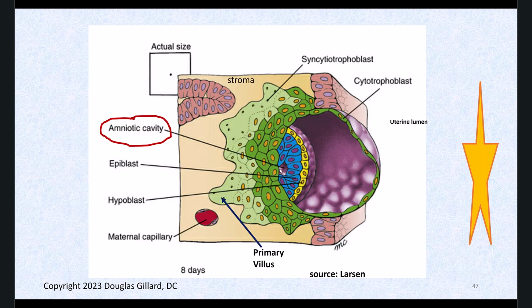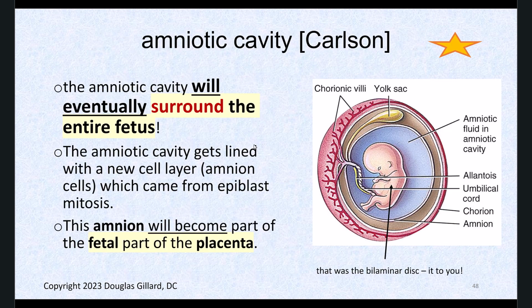Next, we have to get a new layer of cells surrounding that called the amnion. This amniotic cavity becomes massive, and it surrounds the fetus, and the amniotic fluid protects it. That's a very important structure that we have by day 6, day 7 or so. And the amnion goes on to be part of the fetal placenta.